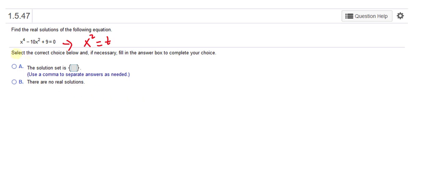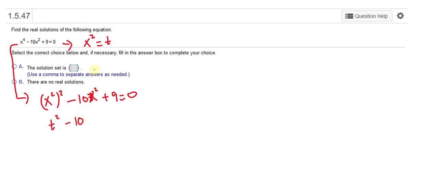Okay, now you can see that x to the 4th is x squared squared, minus 10 x squared plus 9 equals 0. Now x squared we let be t, so we have t squared minus 10t plus 9 equals 0. Now you can solve for t. You can solve for this one by factoring.